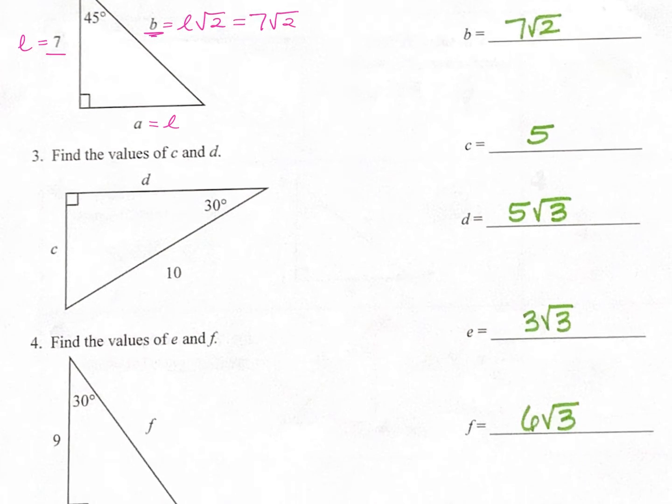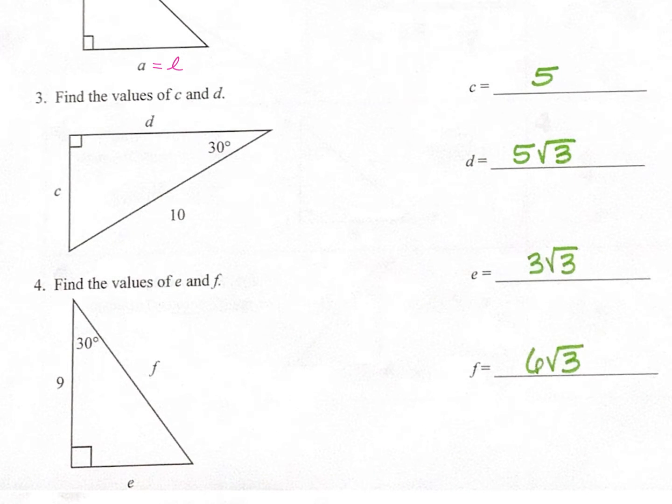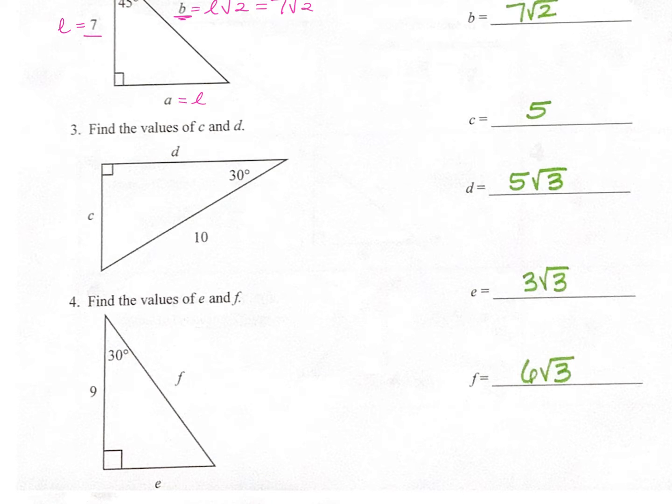Okay, then go to number 3. If I were you, I would just get in the habit of setting up your triangle in terms of L. So in terms of L, across from the 30 is always the L side. Across from the 60, this would be your 60, right, is always the L rad 3 side. And across from the 90 is always the 2L side. So set them equal to what you're trying to find.